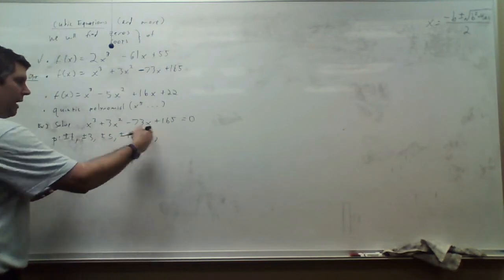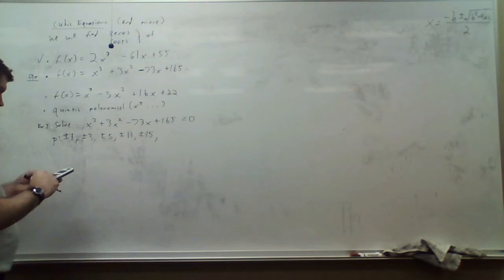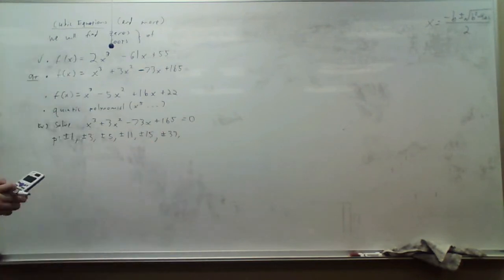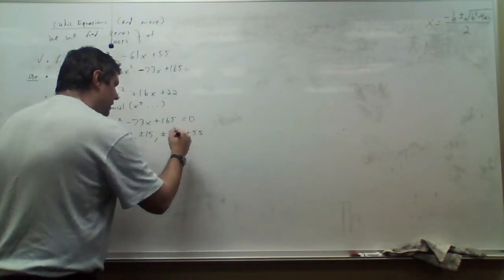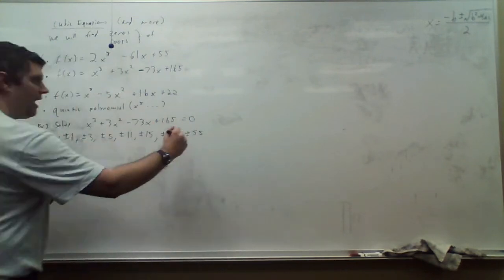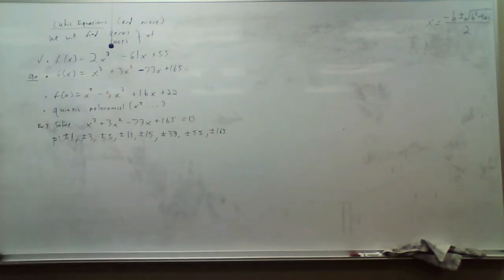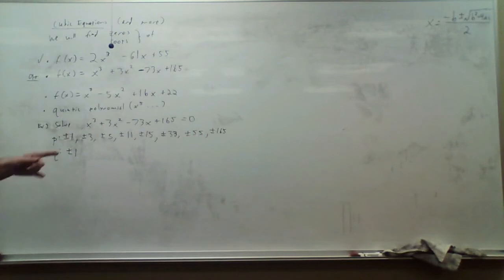So now I will work my way down. 165 divided by 5 is 33. 165 divided by 3 is 55. And 165 divided by 1 is itself. Q is plus or minus 1, the factors of the lead coefficient.